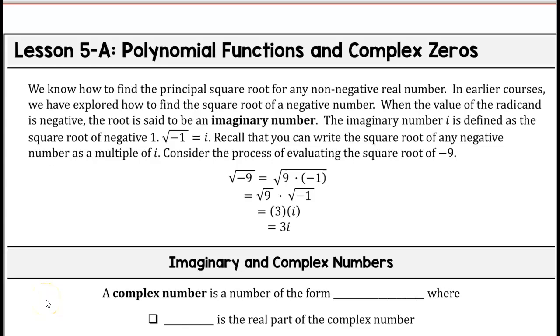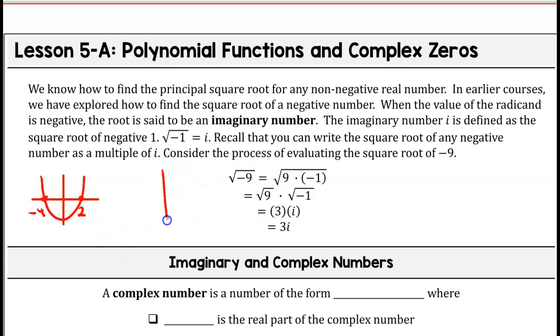In lesson 5a, we're going to look at polynomial functions and their complex zeros. So we all know about real zeros, right? Those are going to be x-intercepts. It could be like -4 and +2, and we come up with a polynomial using those real zeros.